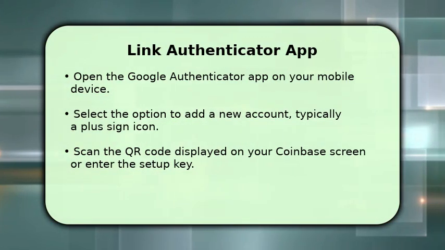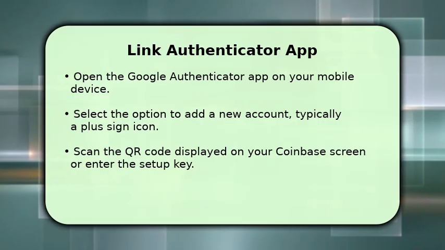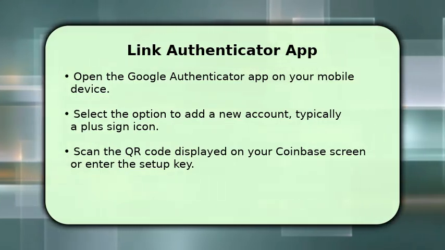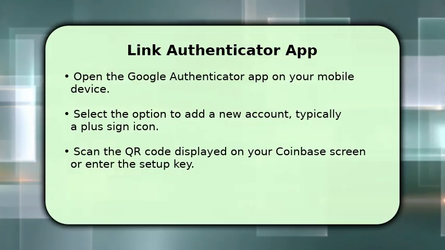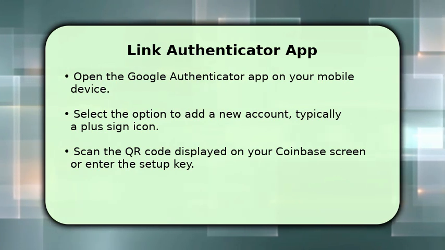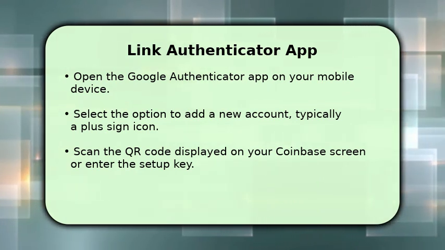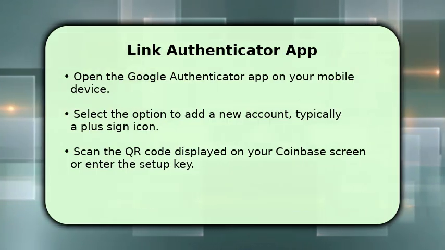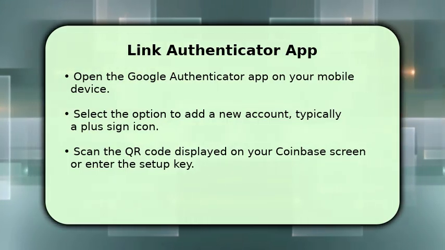Now, grab your mobile device and open the Google Authenticator app. Look for a plus sign or an Add Account option, usually in the bottom right corner. Coinbase will display a unique QR code on your computer screen. Use your phone's camera to scan this code. If scanning isn't possible, you can manually enter the provided setup key into the Authenticator app instead.